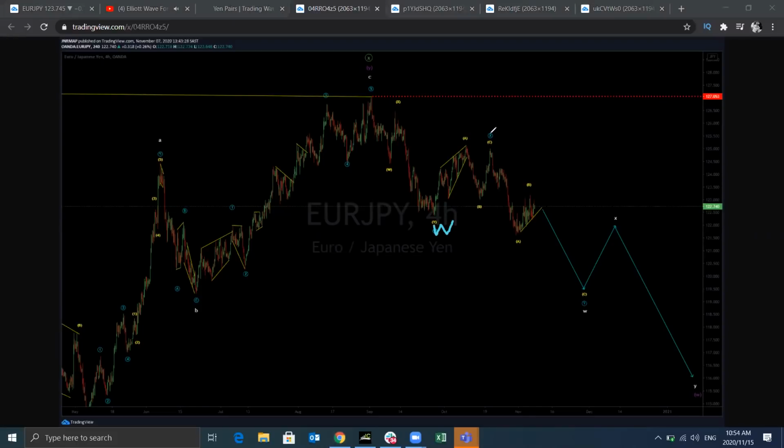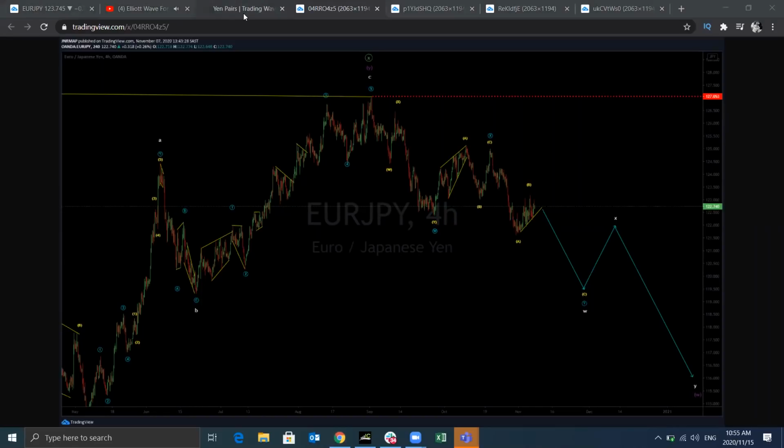This was our W, this is our X. This just simply means that our X is not here, but rather is now here. Still the same structure. Are we still expecting downside? Absolutely. The structure is still the same as I'm showing you here. We're still expecting downside currently on euro yen.